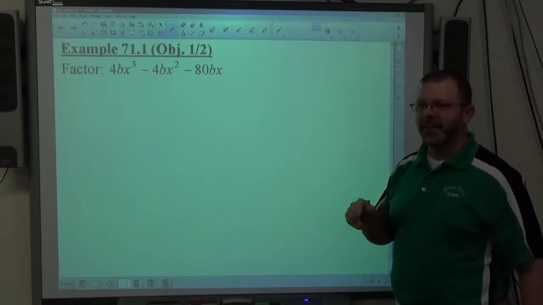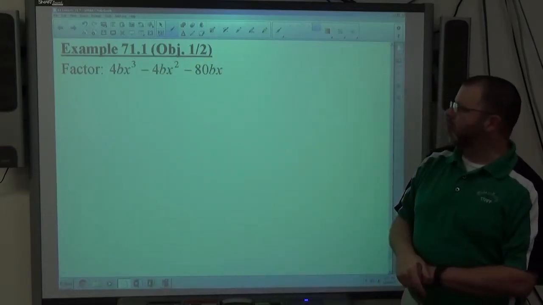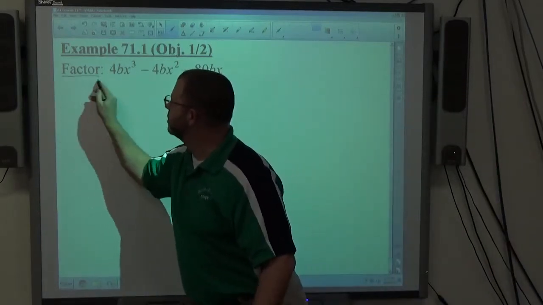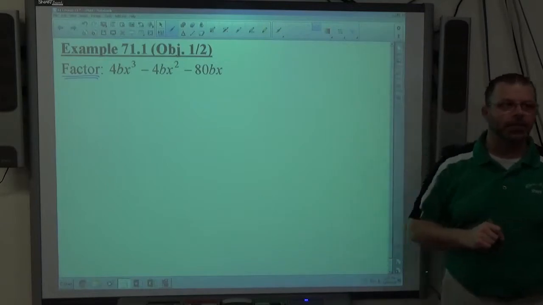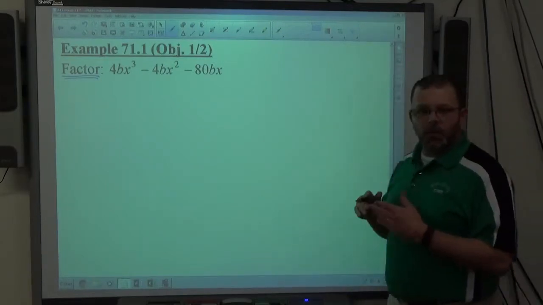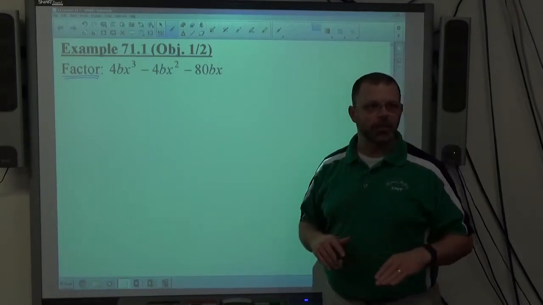Okay. 71.1. Factor 4bx cubed minus 4bx squared minus 80bx. So it says factor. And again, our first step of factoring is look for a greatest common factor. Again, we visited this topic first time like lesson 31, 32, somewhere in there.